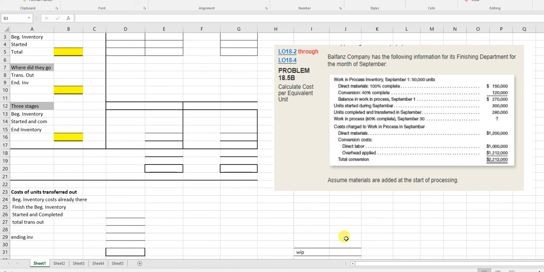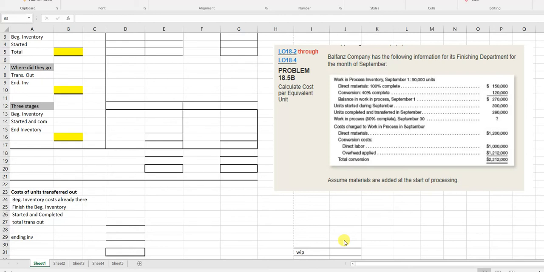I'm going to go through how to prepare a cost of production report. The problem I'm going to go through is problem 18.5 at the end of your chapter, which is pretty similar to 18.6a. The whole point of a cost of production report is to assign costs to ending inventory and how much is transferred out. So costs can only come from two places.